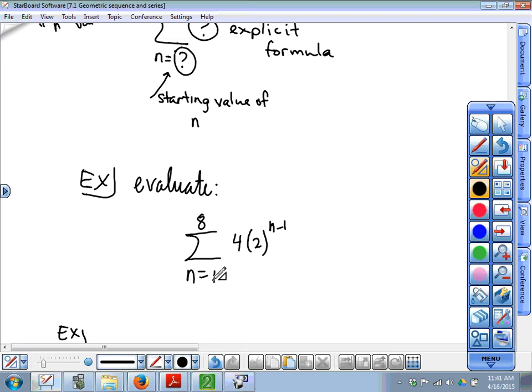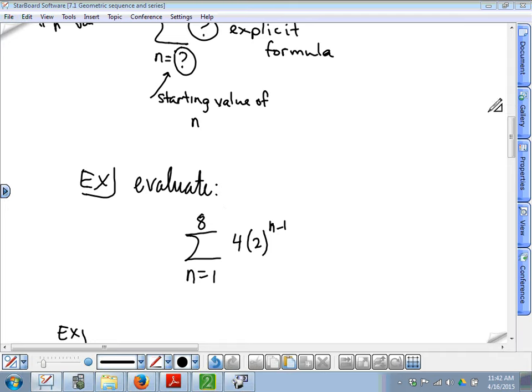terms, starting with the first term, ending with the eighth term. Now, like I said last time, you're not going to have to do this for every single problem, but I think it helps at the beginning. If you're adding 8 terms, and it's only 8 terms, why not list all the 8 terms? So this is kind of like what we did on the quiz.